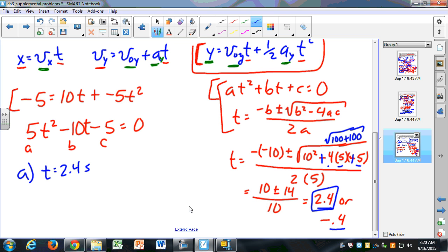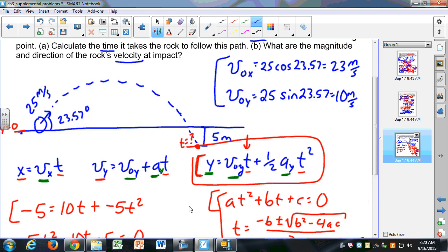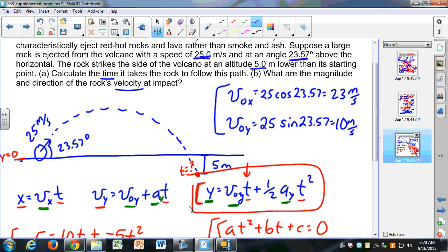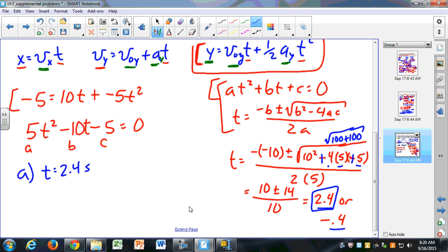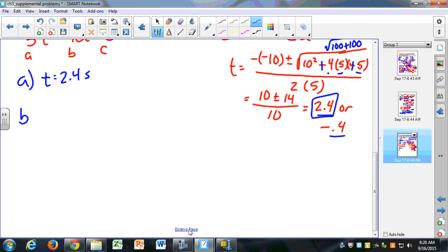And then part B of this asked the magnitude and direction of the rock's velocity at impact. So I already know part of this. I know that Vx, which doesn't change, is 23 meters per second. Now I need to find Vy. That does change with time.